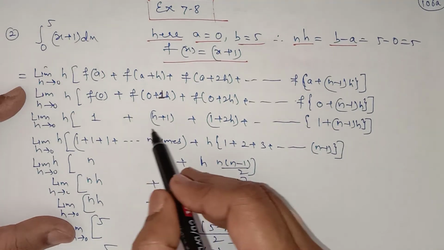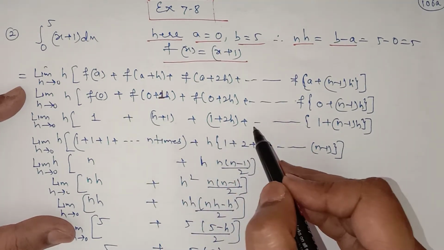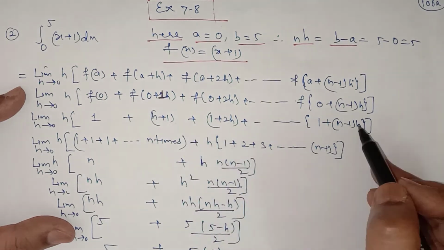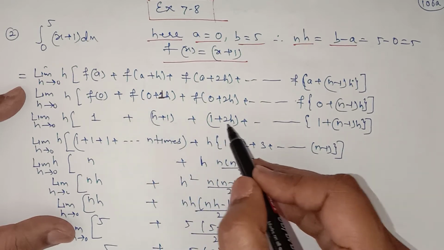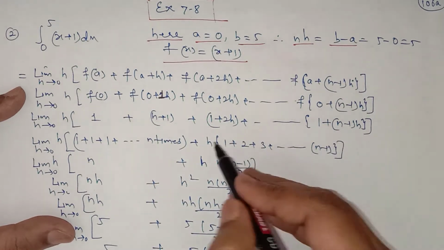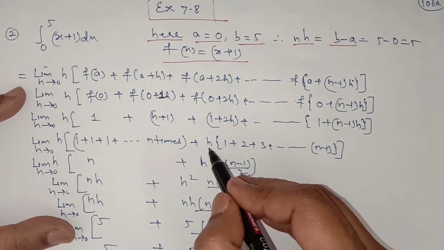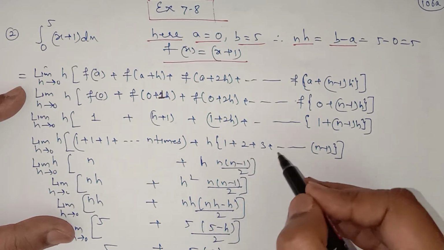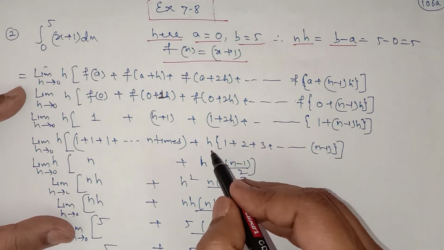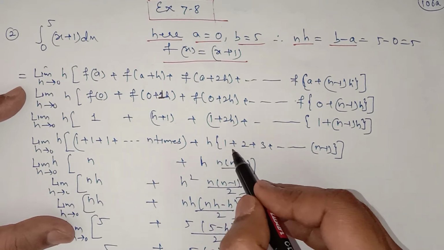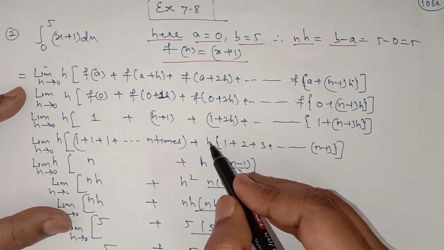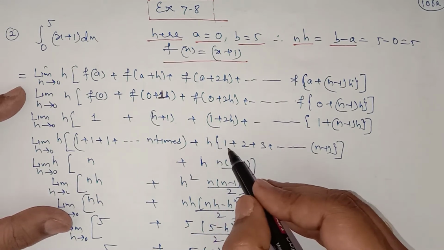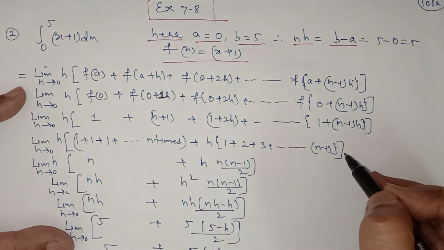So in this you are getting a series as 1 plus 1 plus 1 up to n times, and the second series is h plus 2h plus 3h up to (n−1)h. So you can take h common from it. When you take h common, you get the series 1 plus 2 plus 3 plus 4 up to n minus 1. When you take h square common, the series will be 1 square plus 2 square plus 3 square up to (n−1) whole square. When taking h cube common, the series must be 1 cube plus 2 cube plus 3 cube up to (n−1) whole cube.